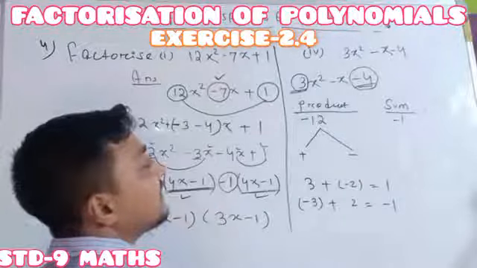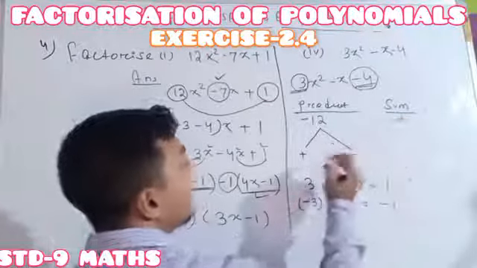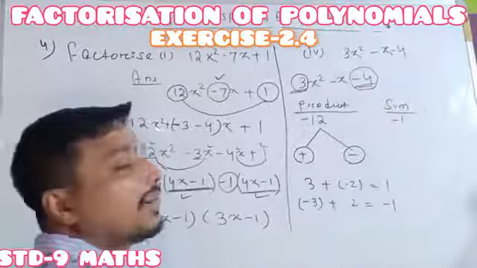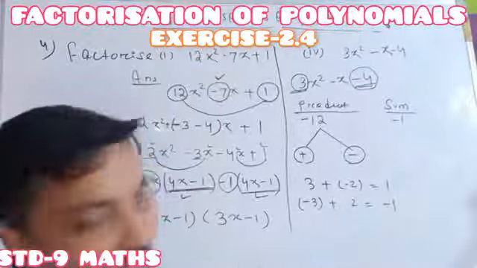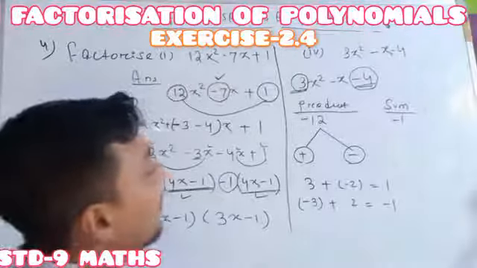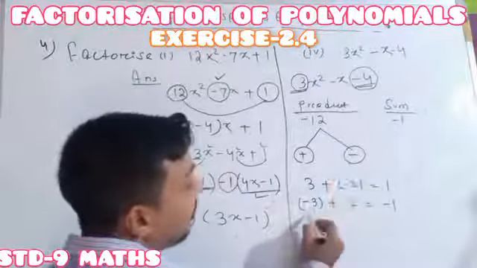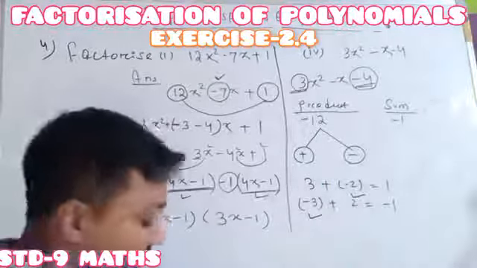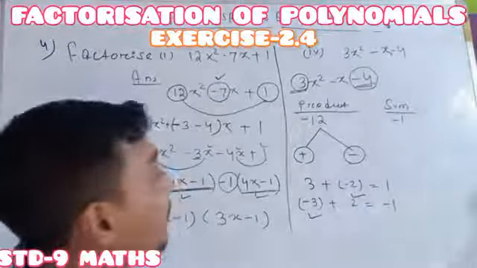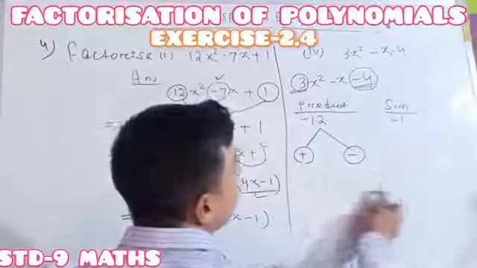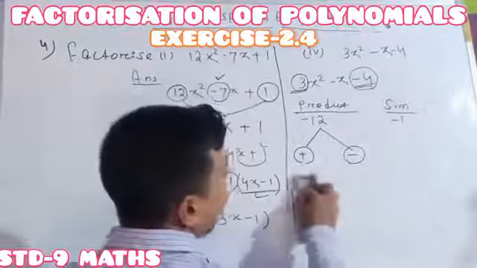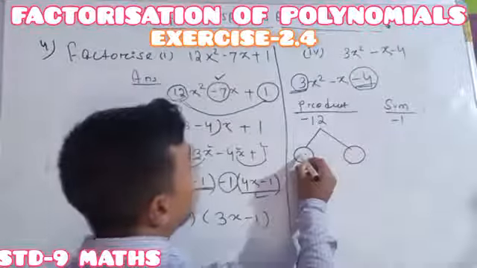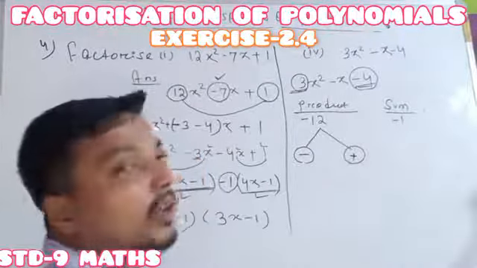So one thing is clear: as the sum is negative, 100% one is positive and the other is negative, it is the only possibility. Then, as the sum is negative, remember the greater one is negative and the smaller one is positive, such that the sum will be negative. So with this logic we have to find the numbers. First one I am taking as the greater one, negative, and the smaller one positive.